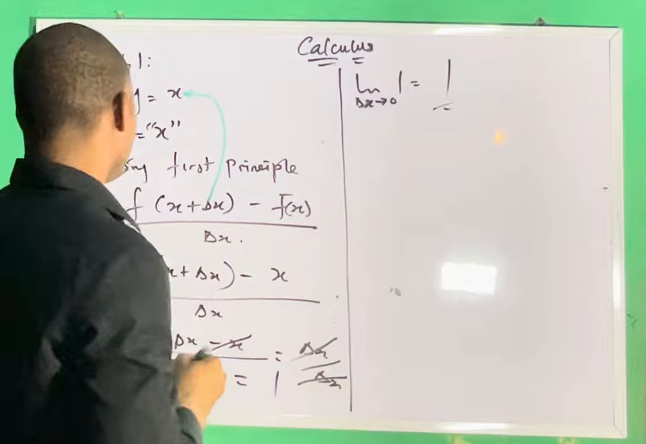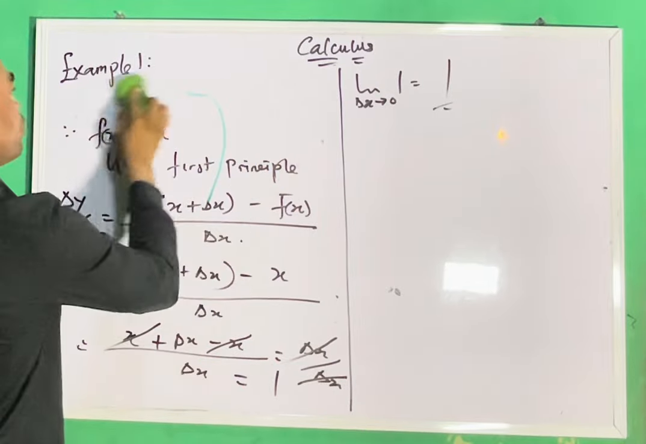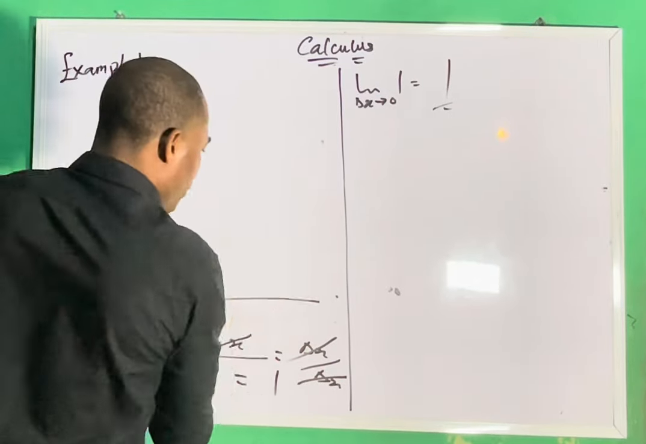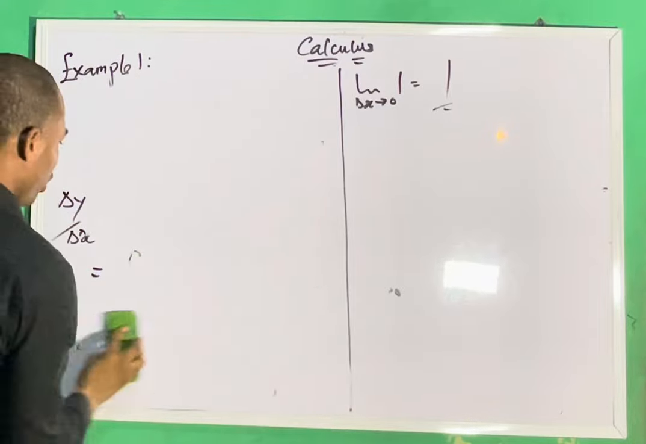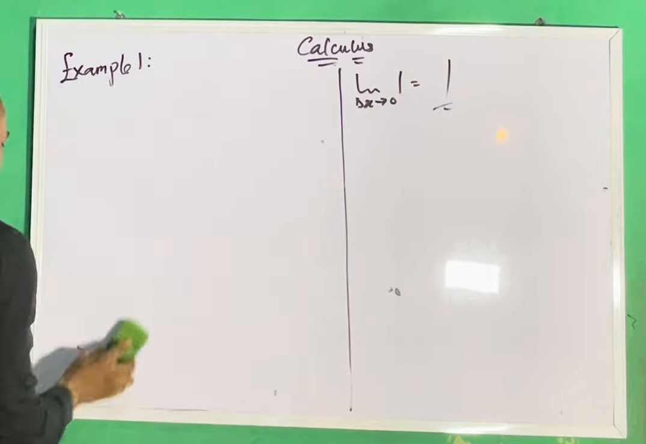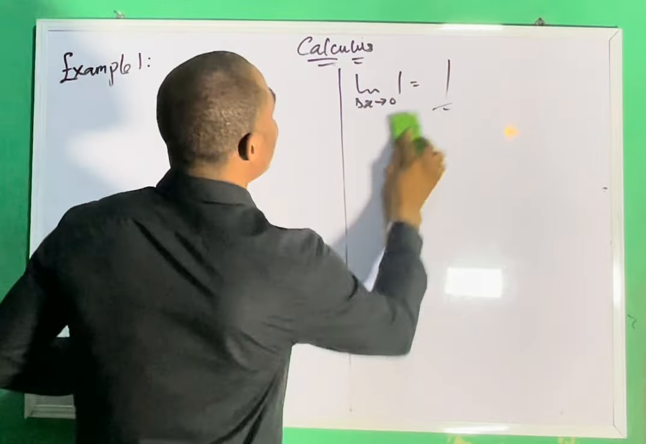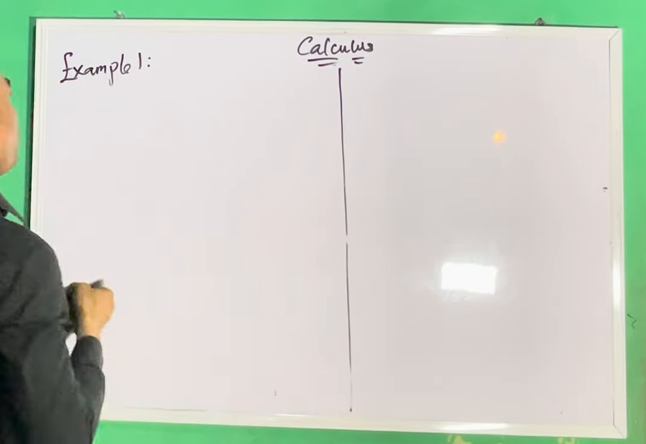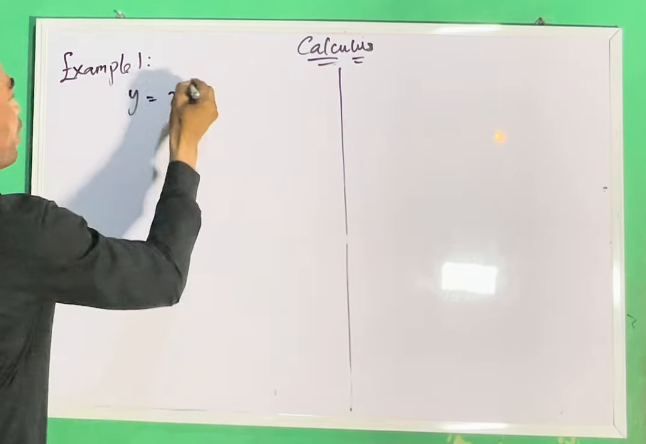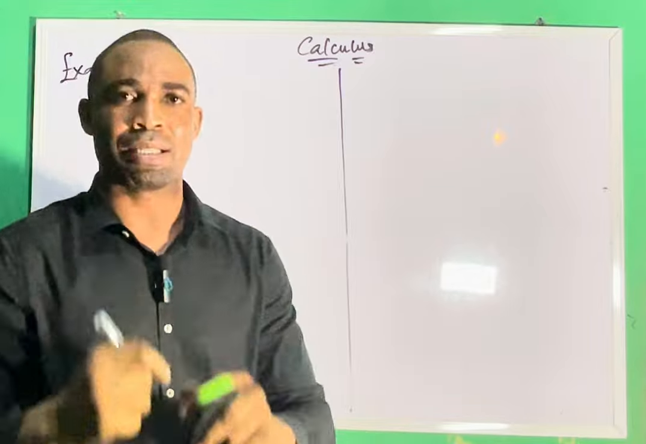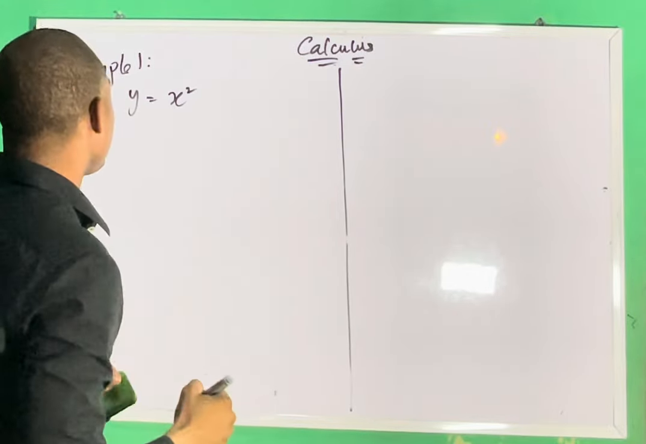Let's move to the second example. Example 2. Suppose that now we are not using only x again. We are now using a quadratic. Let's increase the power. Let the power be more than 1. Suppose that y equals x squared. By using this x squared, you will understand what I'm saying better. So suppose that y equals x squared.